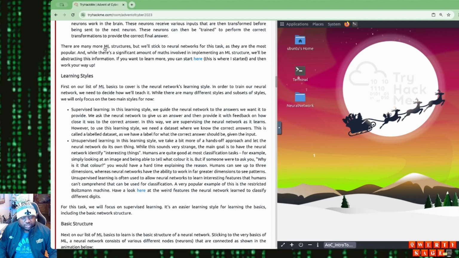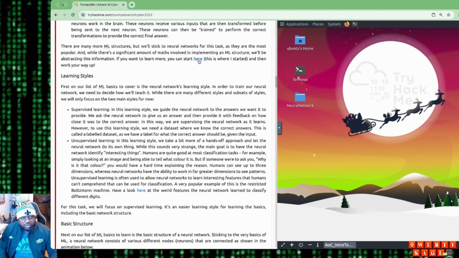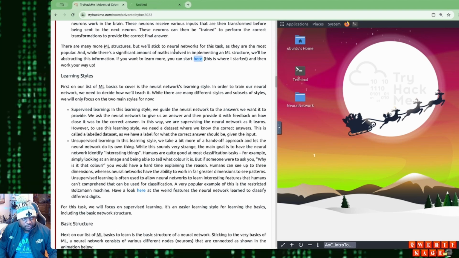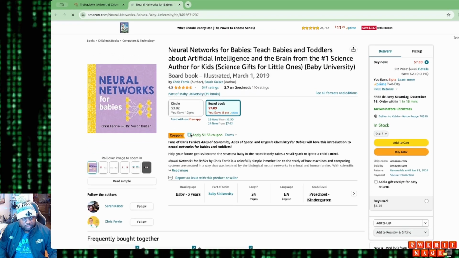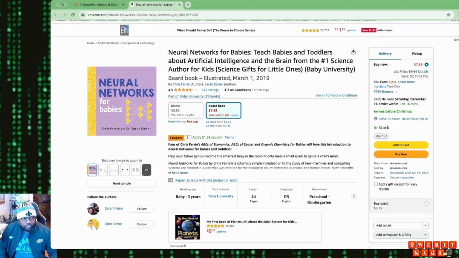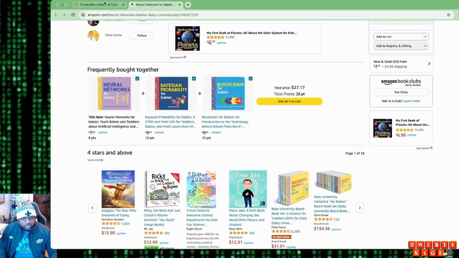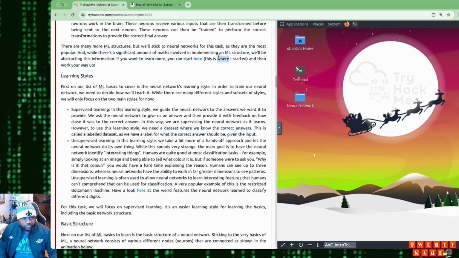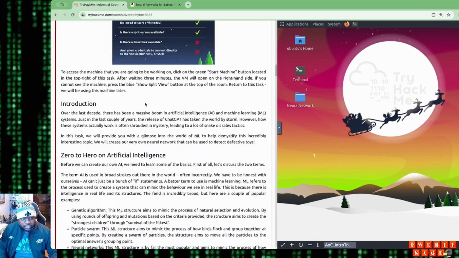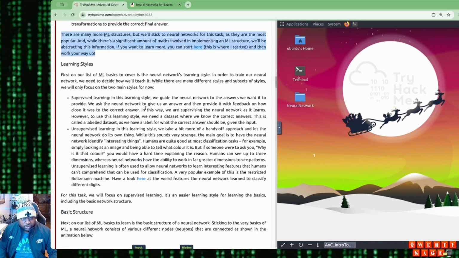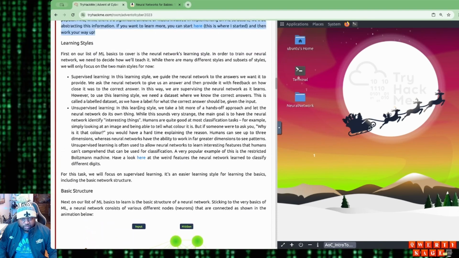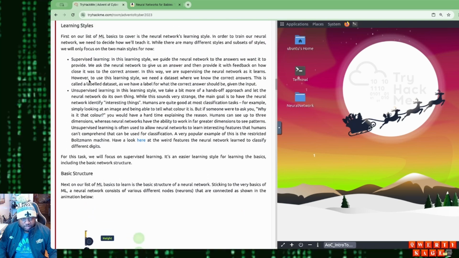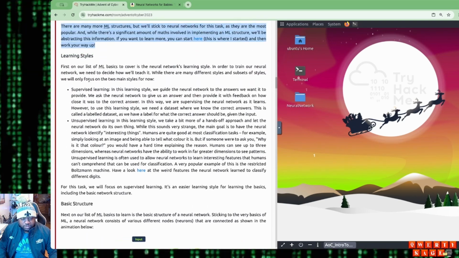There are many machine learning structures. If we click on here, it'll probably take us to a page where we can buy a book. Interesting. This is where I started. So whoever designed this task read that book first. And whoever designed this task probably knows a whole lot about AI and ML.